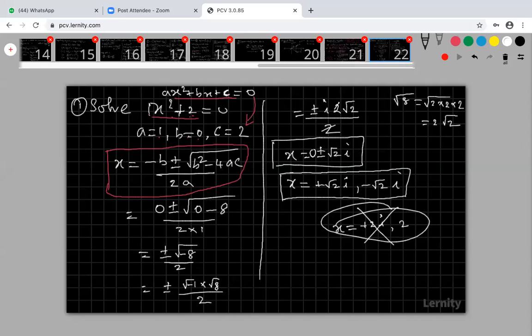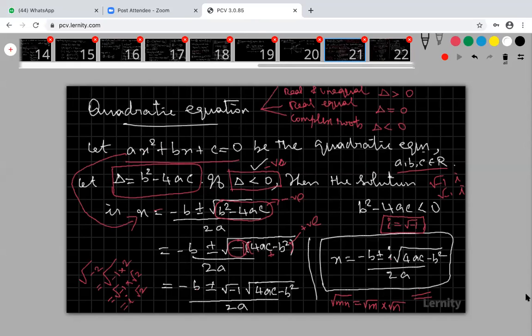Are you okay? Any doubt? Just now I have shown the 21st slide. Please take it. Now the other students, please solve x square plus 3 is equal to 0. Find the complex roots. Solve the equation x square plus 3 equal to 0. What are the roots?